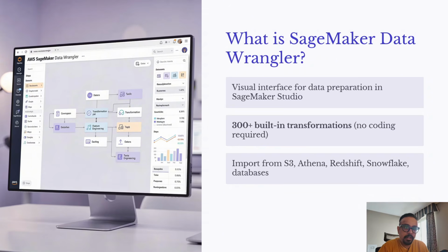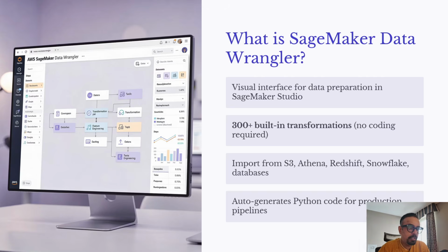Then comes Data Wrangler. So Data Wrangler can import multiple sources without leaving the interface. You can connect S3 buckets and read CSV or Parquet files. You can query Amazon Athena to pull data from a data lake. You can connect to Redshift data warehouses, Snowflake databases, or even third-party databases. So the interface is going to handle authentication and data loading, so you can focus specifically on preparation of your data.